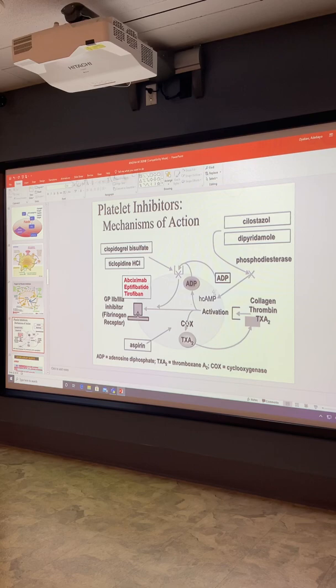That is the information that I'm giving on this slide. We've talked about clopidogrel and ticlopidine, and mentioned the GP2B3A receptor. The only additional ones I've given you in this slide are the phosphodiesterase inhibitors, cilostazol and dipyridamole.